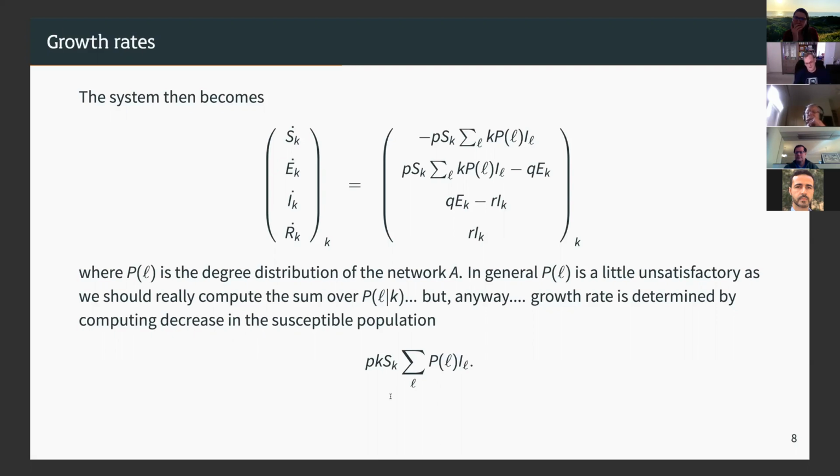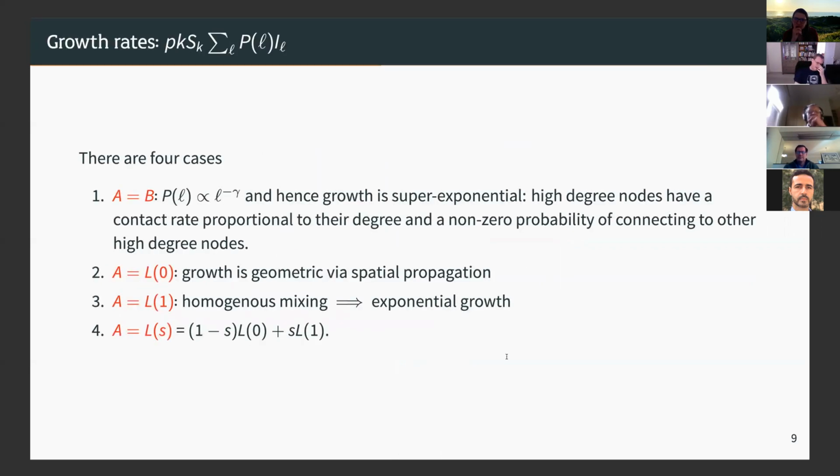But the key thing that we want to look at in terms of rate of growth of the disease is this term, this P K S K sum over the P L I L. So the infection of a node of degree K through its contact with other nodes of other degree. Okay, and we want to consider the four different network structures: scale-free network, that's B, the lattice L0, the Erdos-Renyi graph L1, and a small world network somewhere in between.